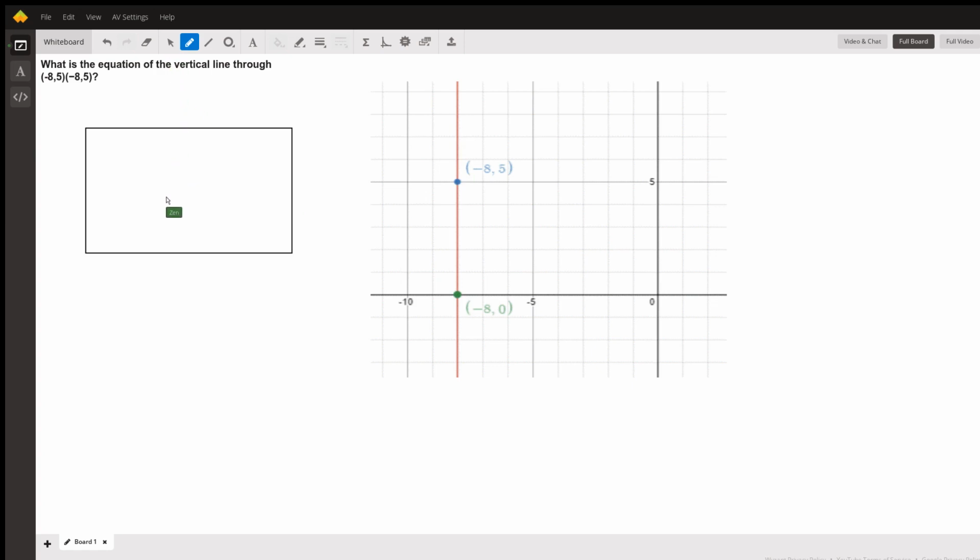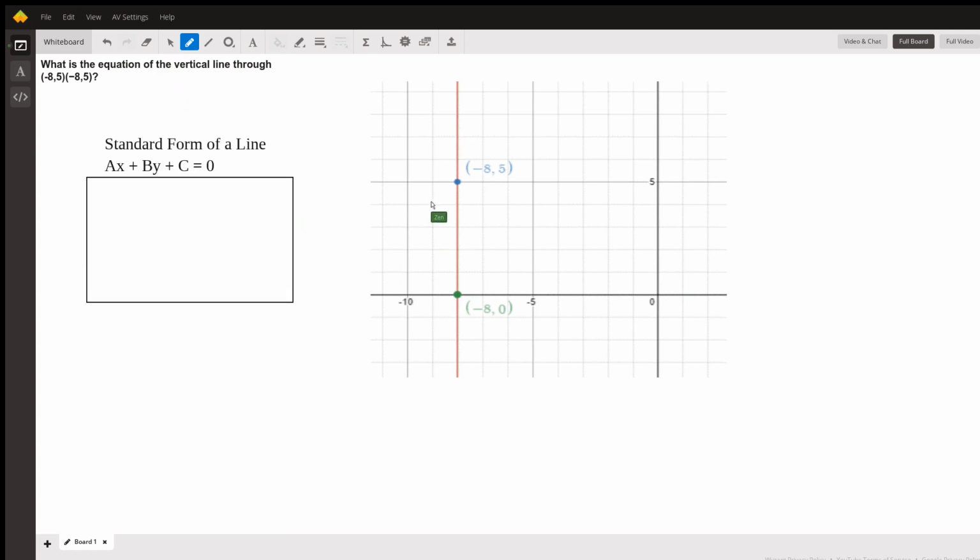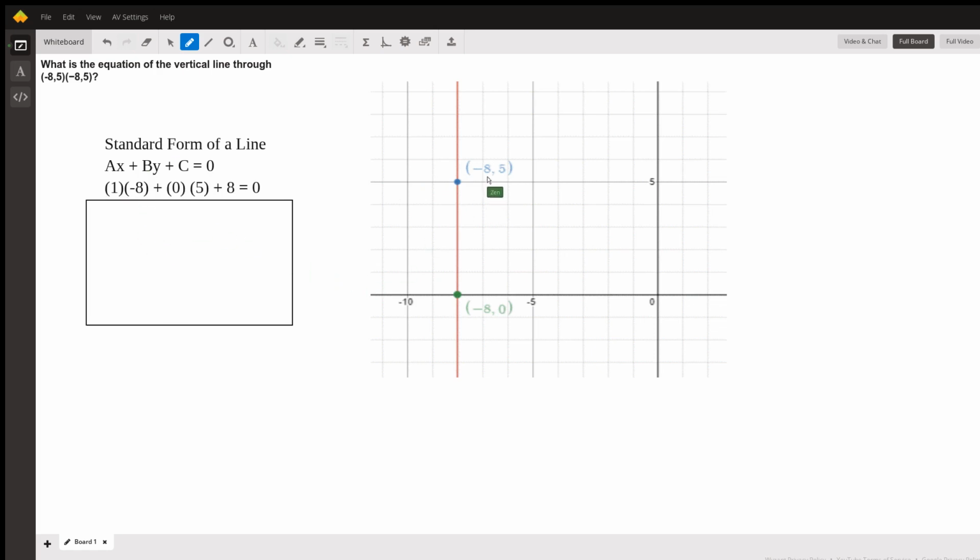Now, in the standard form of a line, we have ax plus by plus c equals 0. And so if we place these points in here, we'll get the following formula. You've got a -8, which is going to be a constant value. If you notice here, -8's here, -8's here. The -8 is constant here in the vertical line. So it's always going to be a -8 for your x value.